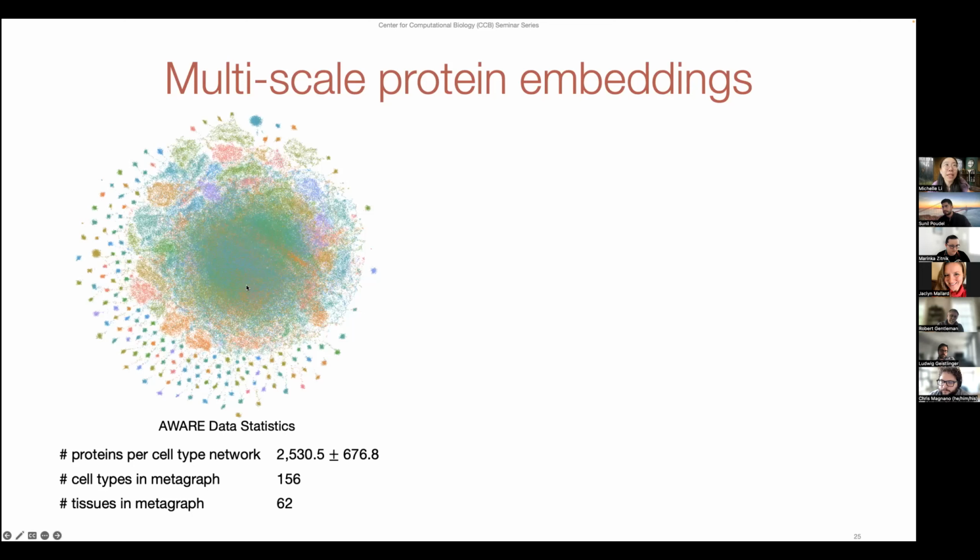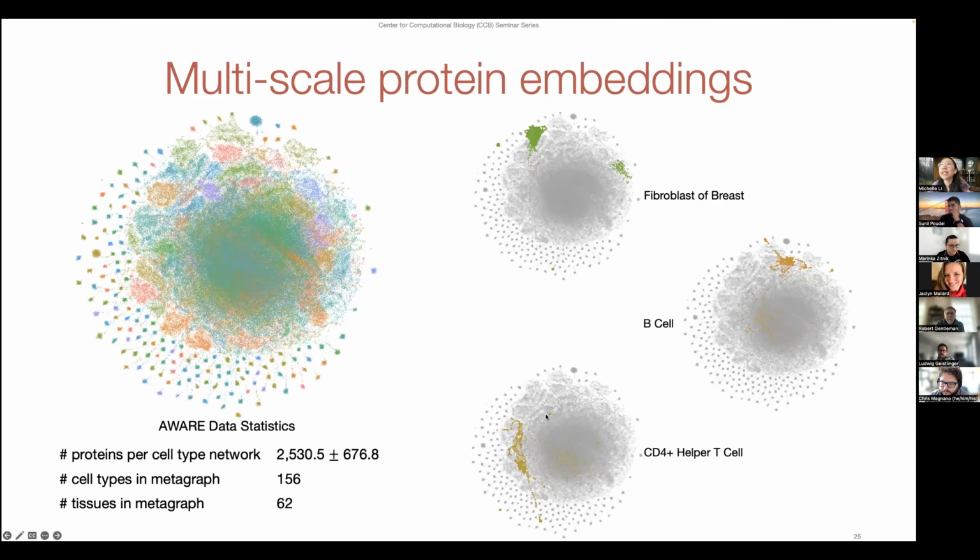Each dot is a protein representation, which makes it a little bit difficult to see clearly. So let's just select a few cell types to look at. Here I'm showing the fibroblasts of the breast on the top, in the middle the B cells, and at the bottom CD4 plus helper T cells. Note that each dot here is a protein representation.